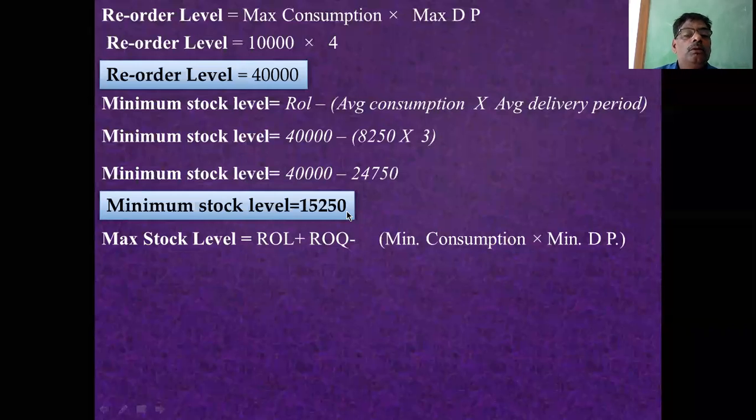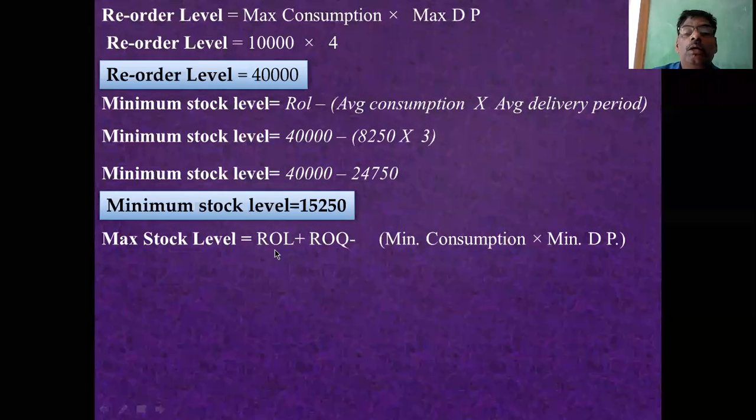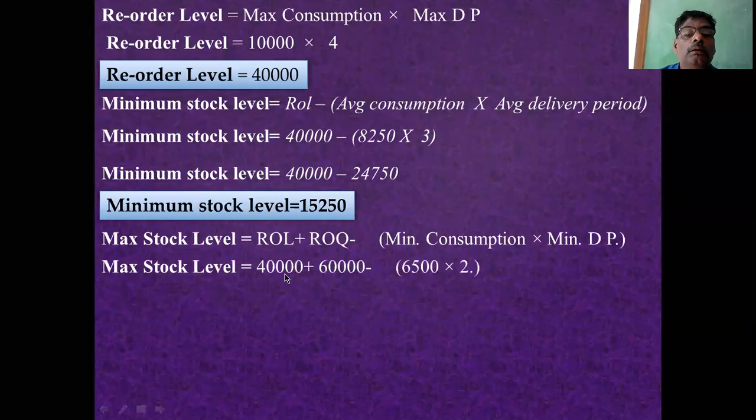Minimum stock level is equal to this much. Maximum stock level is equal to ROL plus ROQ minus minimum consumption into minimum delivery period. Reorder level is 40,000, already calculated. Reorder quantity you take from the problem, 60,000. Minimum consumption is 6,500. Minimum delivery period is 2.